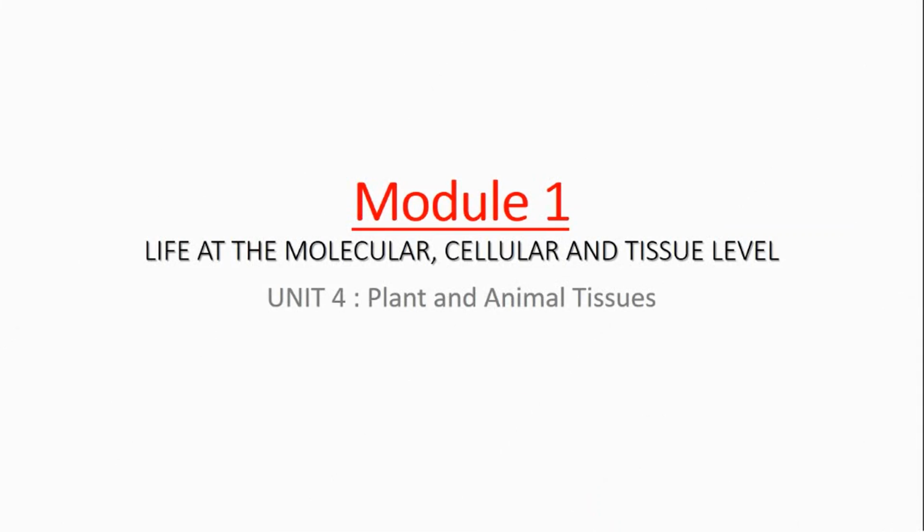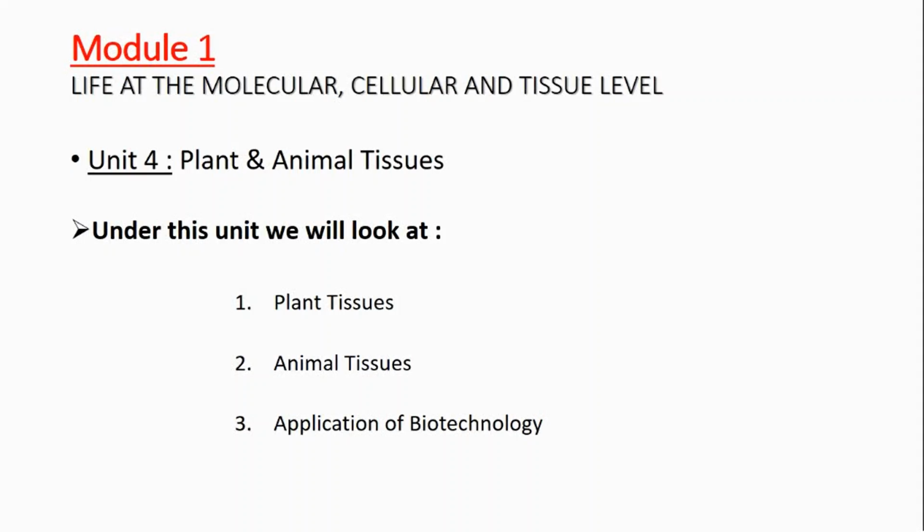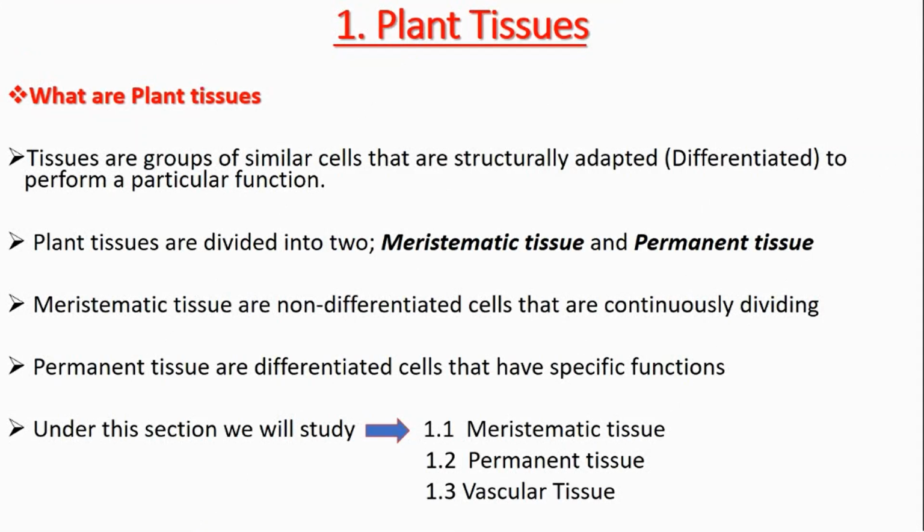Still in Module 1 looking at life at a molecular, cellular and tissue level, we now move over to Unit 4, Plants and Animal Tissues. Under this unit, we're looking at plant tissues, animal tissues and the application of biotechnology. Starting off with plant tissues.